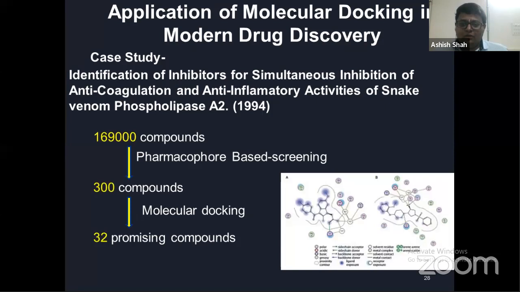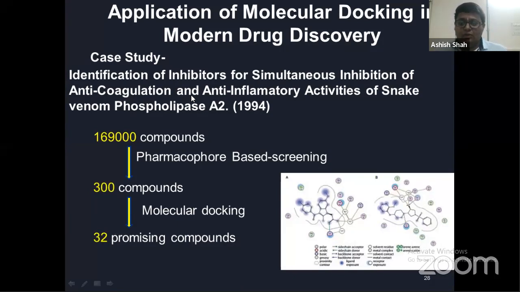So after a pharmacophore-based screening, they are getting 300 compounds, and after docking, they are only getting 32 compounds. See how much screening you have done with the computation. Now that 32 compounds, you may go for synthesis and then for biological activity.